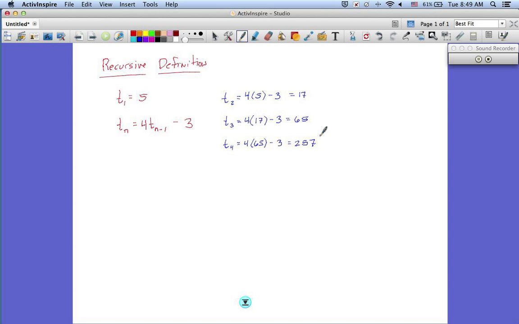So you can see how this would be kind of annoying. If you want to find t sub 10, you're going to be going for a while. So the recursive definition is a bit antiquated in the sense that you need to know the immediately prior information to find the following information. So that initial condition is important. You need an initial condition.